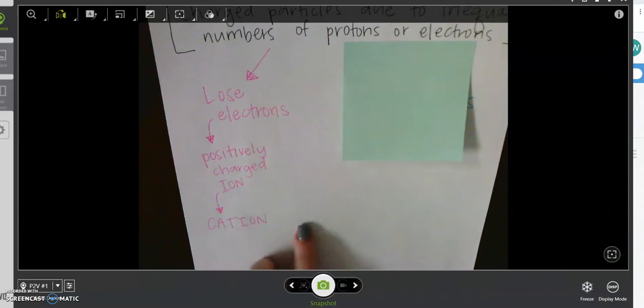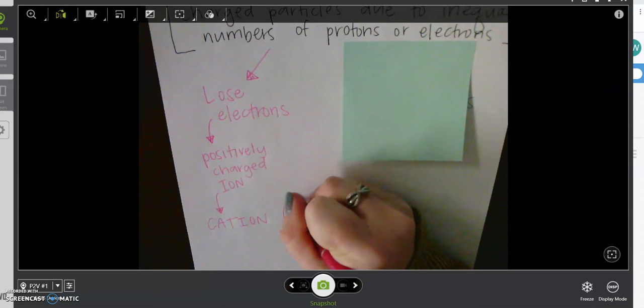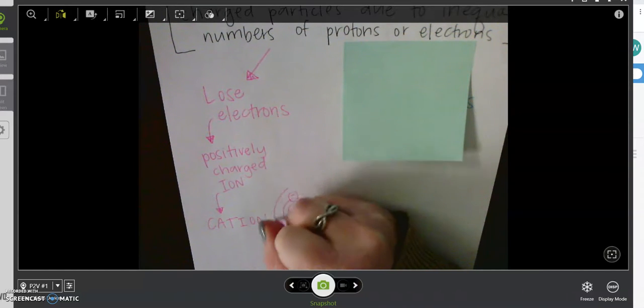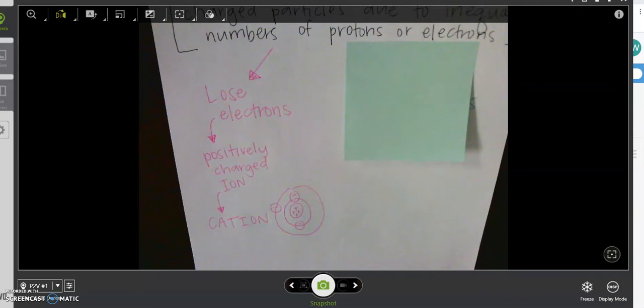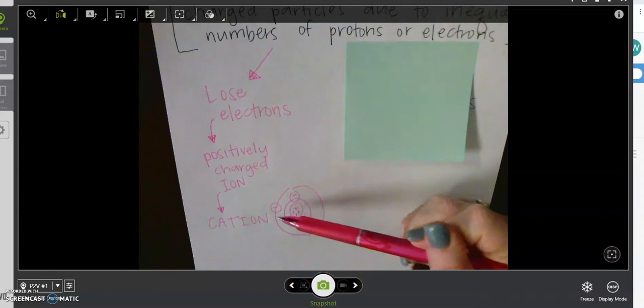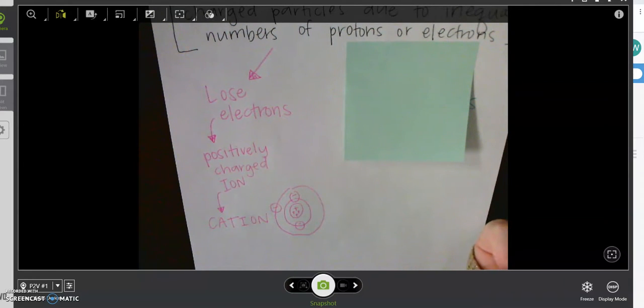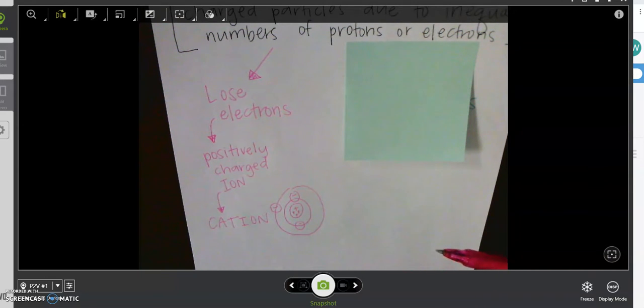And I'm going to draw a little example of a cation here. So here's my nucleus. Let's say I have 4 protons in the nucleus, and I've got my first ring with 2 electrons, and then I've got a second ring, but there's only 1 electron because I've lost my other electron. This is going to be a cation because there are more positively charged parts, protons, than there are negatively charged parts, electrons.